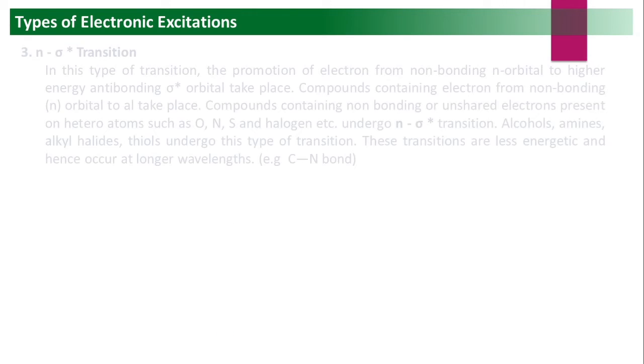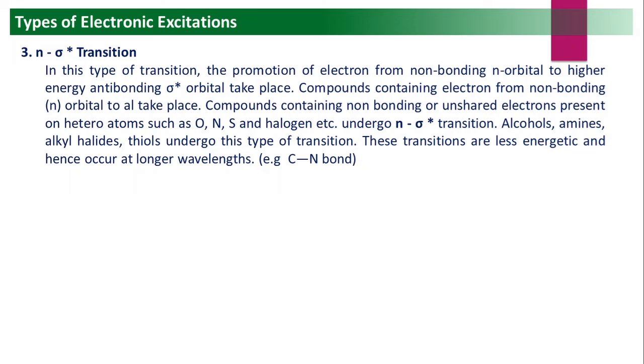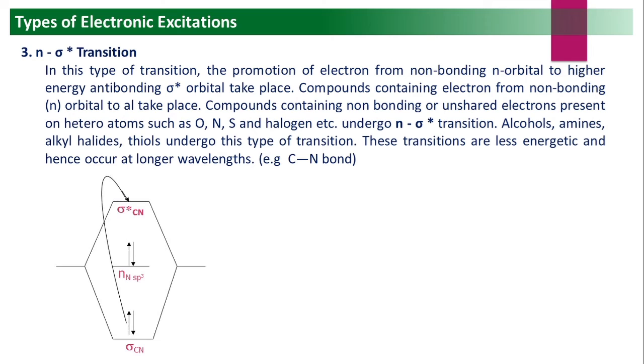Now the third is the n to sigma star transition. In this type of transition, the promotion of electrons from the non-bonding n orbital to the higher energy antibonding sigma star orbital takes place. The sigma to sigma star transition is okay, but n is the non-bonding electrons. These non-bonding electrons are transferred to the sigma star, and this type of transition is called the n to sigma star transition.